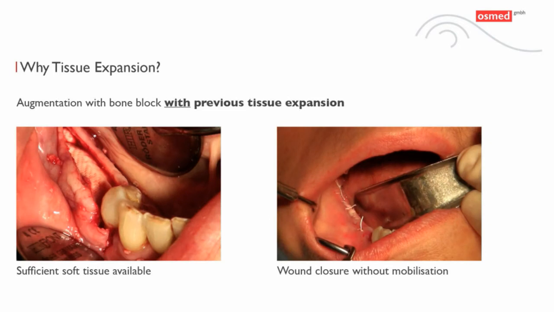Now you can see a case of an augmentation with a bone block with previous tissue expansion. The picture shows that sufficient soft tissue is available, and that the wound closure is possible without mobilization.